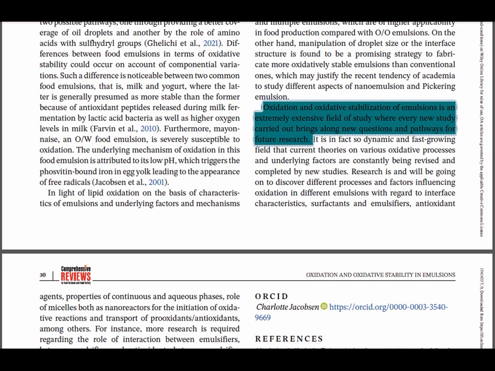Oxidation and oxidative stabilization of emulsions is an extremely extensive field of study where every new study carried out brings along new questions and pathways for future research. You can read this review paper to get detailed knowledge about emulsions and emulsifiers and the oxidation and oxidative stability of emulsions.